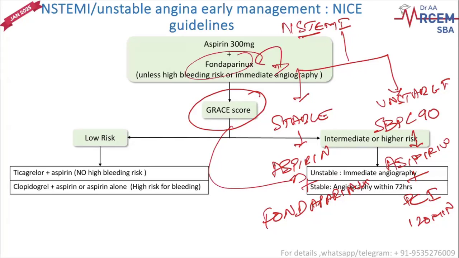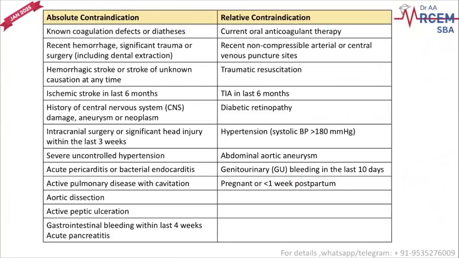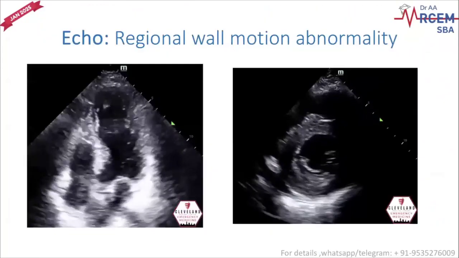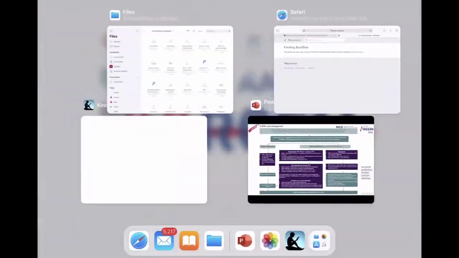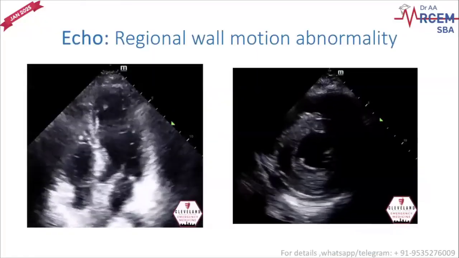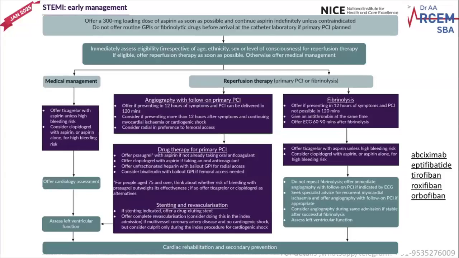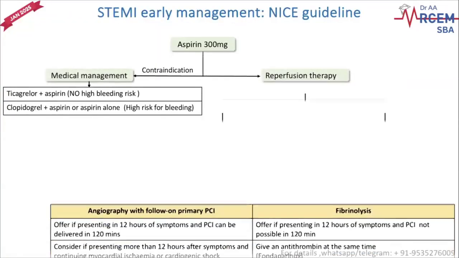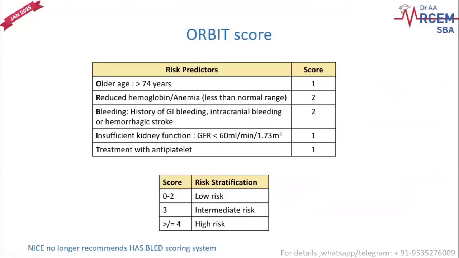So I keep saying here, high risk for bleeding. In the previous slide also I mentioned a high risk for bleeding. Whenever I mention a high risk of bleeding, what do I mean by it? You need to do a scoring for high risk of bleeding, which is known as the ORBIT score.